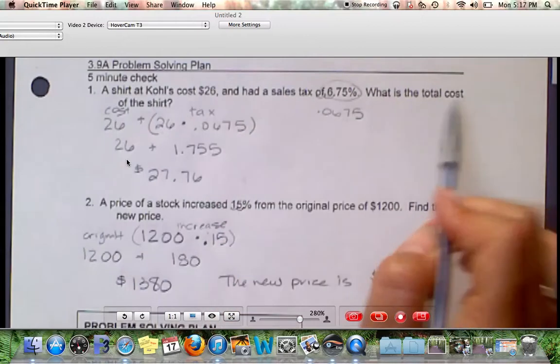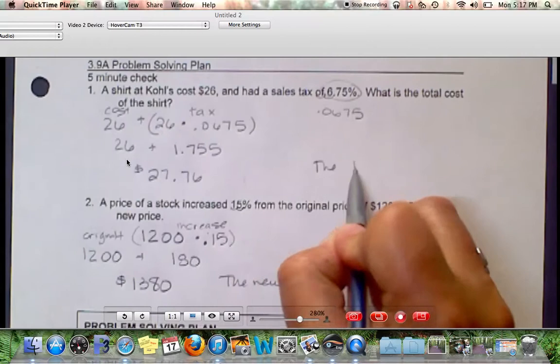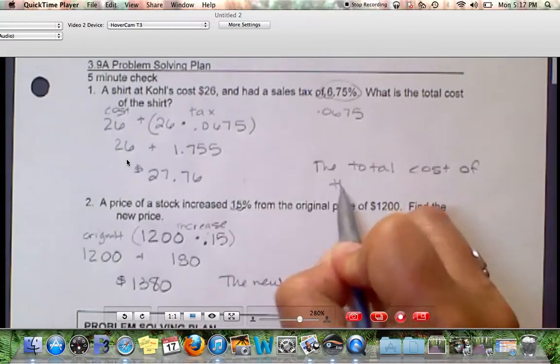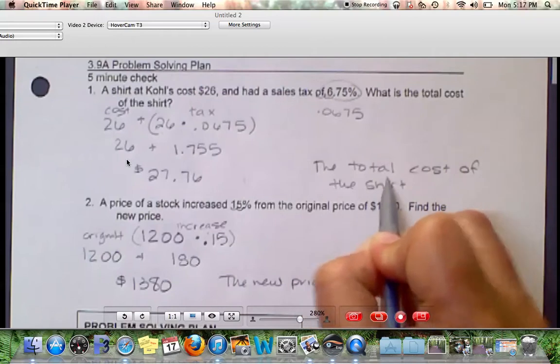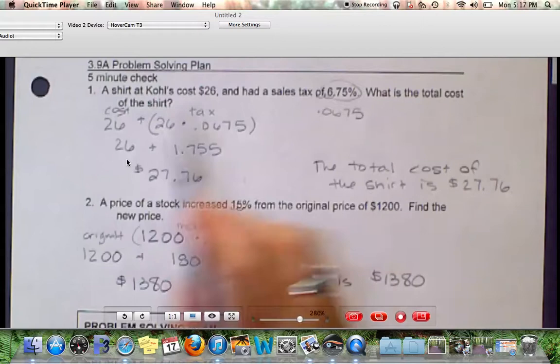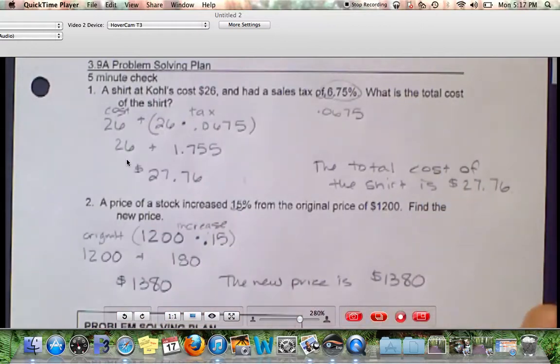This one here, these are word problems, and one of the things we have to work on is if it's given in words, then my rule of thumb is that you answer it in words. So the total cost of the shirt is $27.76. So if it's asked in words, then you give your answer in words.